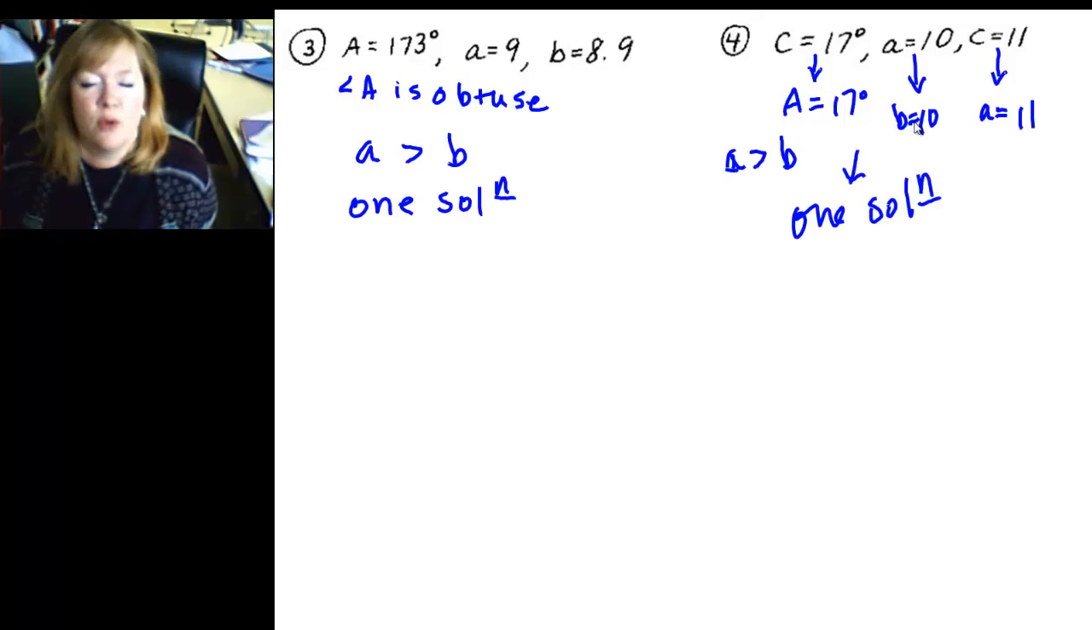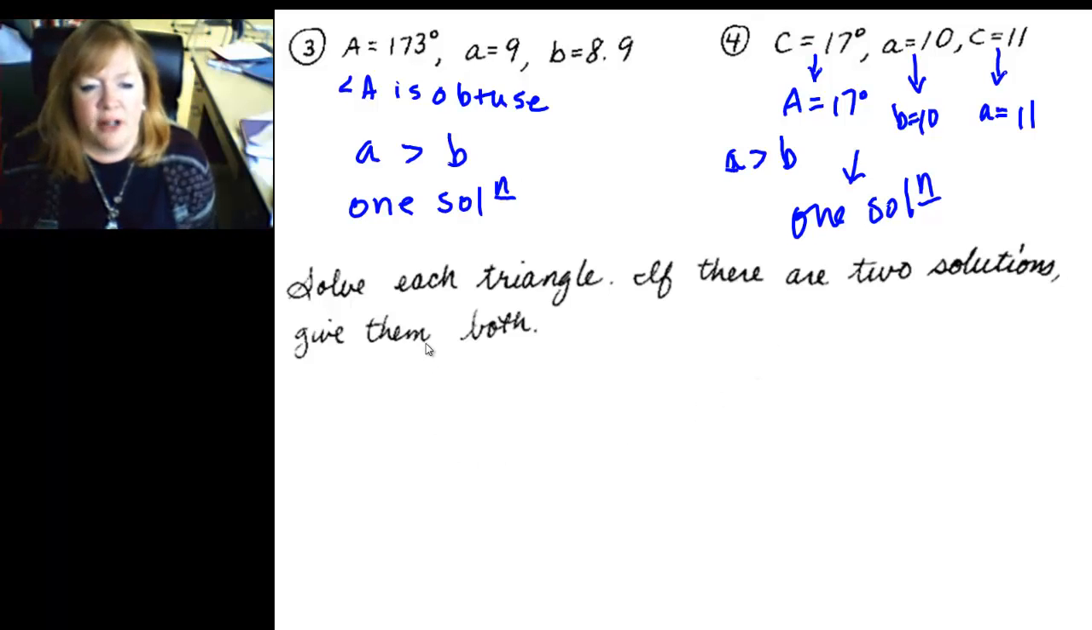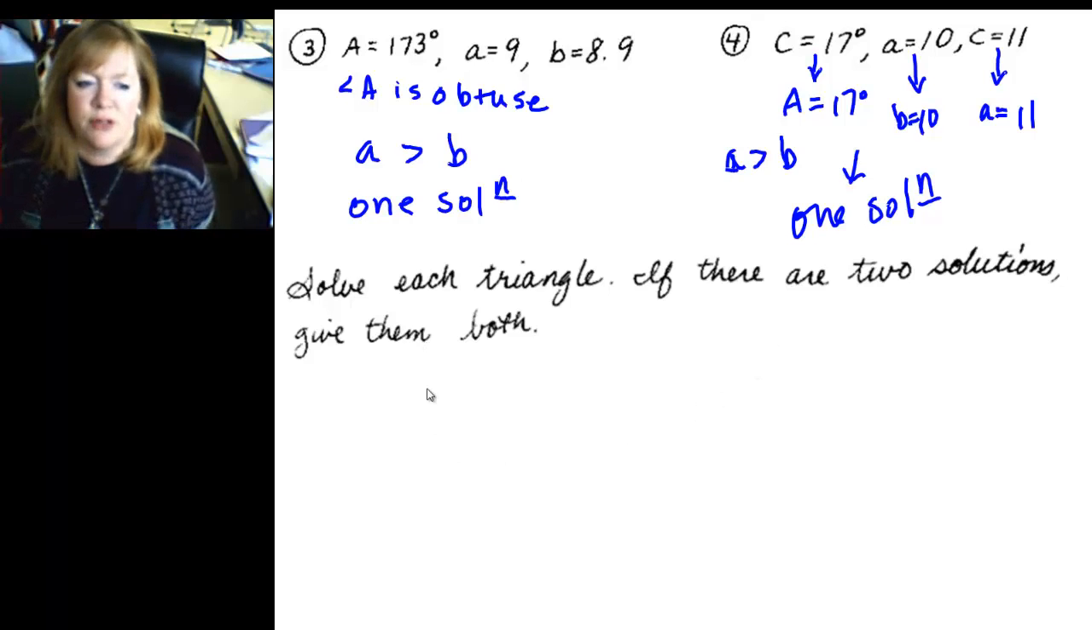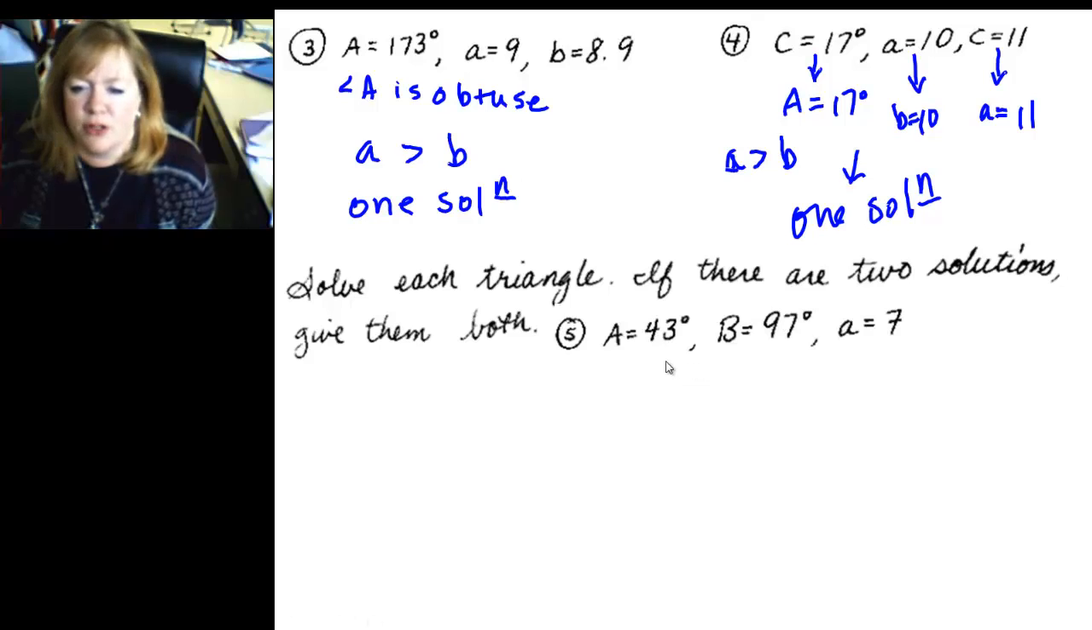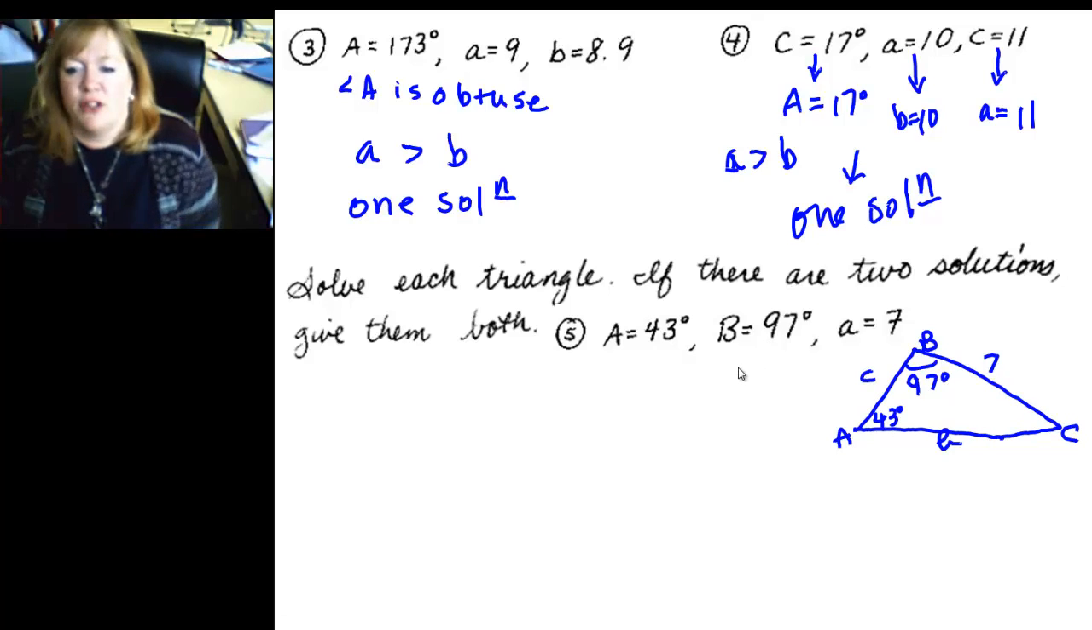So there's only one solution, and you're done with that one. Okay, let's see if we can solve each triangle, and if there's two solutions, then we're going to give both of them. So let's look at this first guy. This guy, we've got two angles, so we know it's not an angle-side-side. Thank good Lord. And we can solve this pretty quickly.